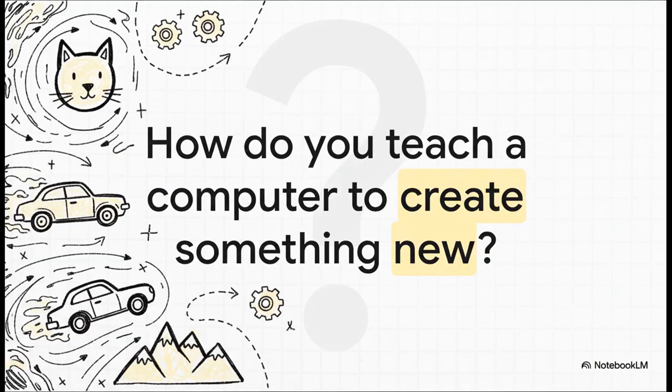So let's just start with the most basic question, right? How in the world do you teach a computer to create something genuinely new? To make a picture of a cat, or a car, or a landscape that has literally never existed before.